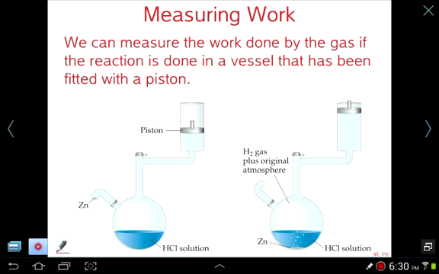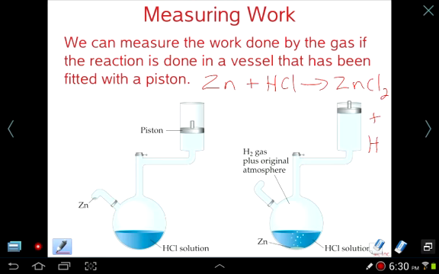So a quick look at how we would measure work in a chemical reaction. Many chemical reactions actually produce a gas. A very simple chemical reaction is zinc metal reacting with a solution of hydrochloric acid. In this case, your product will be hydrogen gas. So here is the reaction itself: zinc plus HCl. You get yourself zinc chloride, ZnCl2, and hydrogen gas. This will be the reaction.